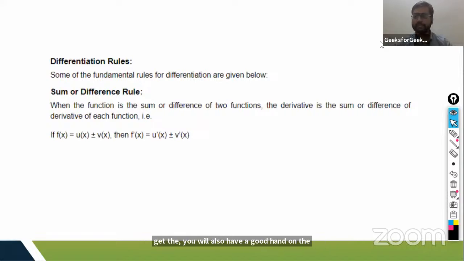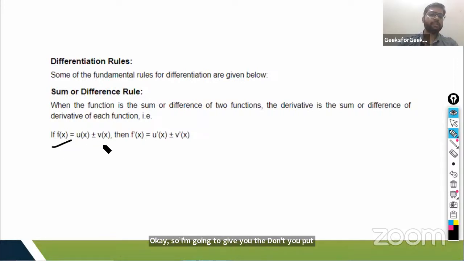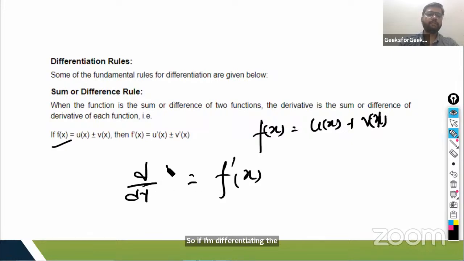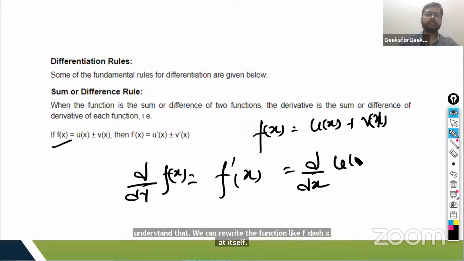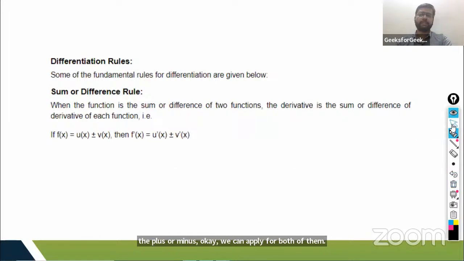Okay. So I'm going to give you a little bit of an idea about differentiation too. Suppose the function is u(x) plus v(x). If I'm differentiating the function, I hope you all understand that we can rewrite it as f dash x, that is d upon dx of u(x) plus d upon dx of v(x). The plus or minus, we can apply for both of them. So the sum or difference rule will work over here.